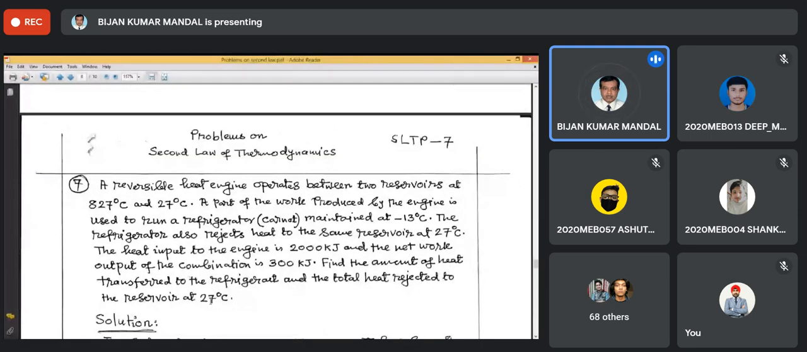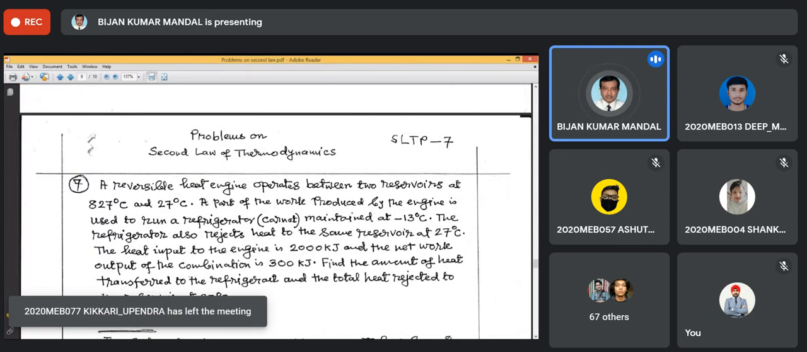Okay. The heat input to the engine is 2000 kilojoule and the net work output of the combination is 300 kilojoule. And the net work output of the combination, what does it mean?